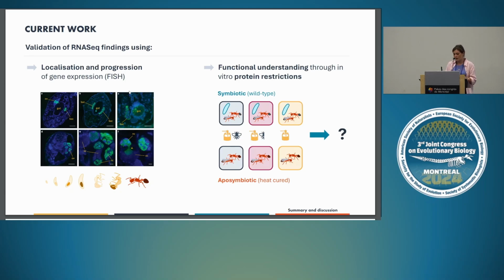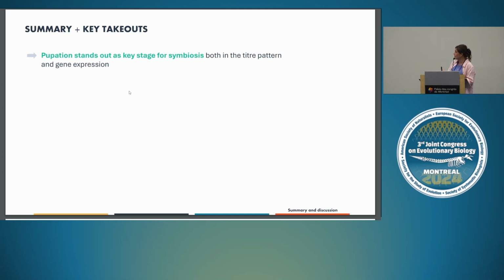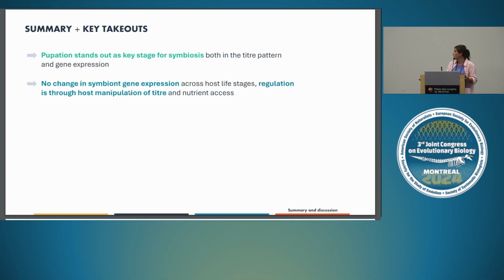So just to summarize, the findings so far tend to show that pupation seems to stand out as a key stage for symbiosis in both the titer and the gene expression. We don't see any difference in the gene expression of the symbiont across the host life stages, which suggests perhaps most of the regulation occurs through the host gene expression.